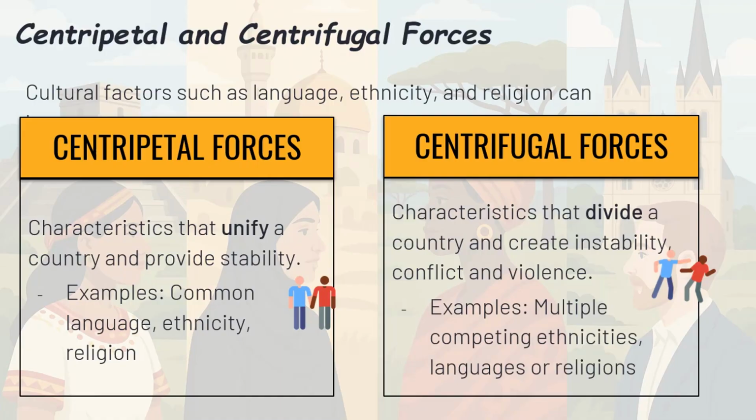Now, on the flip side, we've got centrifugal forces. And no, they're not just washing machine settings. These are the things that pull people apart. Too many languages with no common one, conflicting religions, ethnic rivalries. That's when you get instability, tension, and sometimes even violence. It's like trying to do a group project when no one speaks the same language. Disaster. Let's see how these forces play out in real life with two case studies, one from Europe and one from the Middle East.